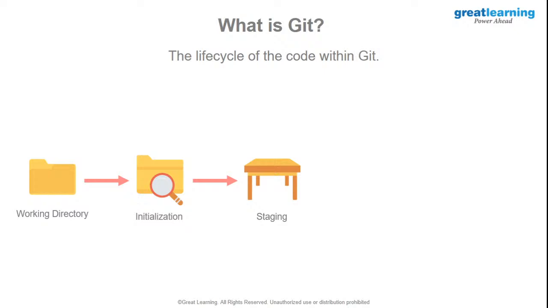So once you're done with initialization, you will start working. And once you're done working, you'll stage whatever you want to. So staging basically tells Git that this file has to be tracked. So it will then individually go to that file and check what changes have been made to that file. So it will see if there are any deletions. It will check if there are any additions. So it will check all of those things in the staging part.